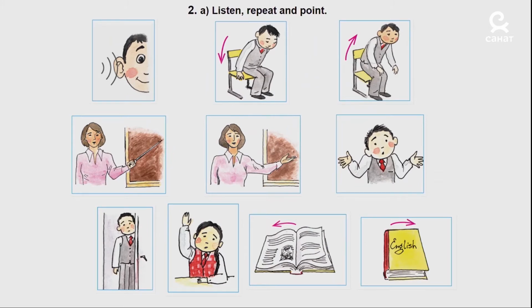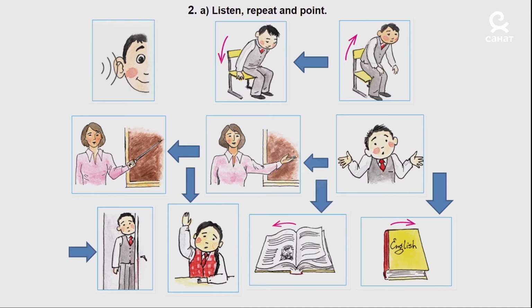Unit 1. Lesson 2. Exercise 2. Sit down. Look at the blackboard. May I come in? Close your books. Come to the blackboard. May I go out? Open your books. I don't understand. Listen. Stand up.